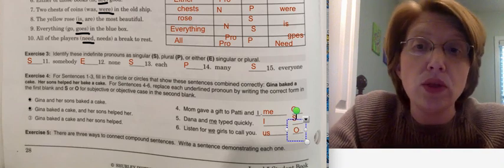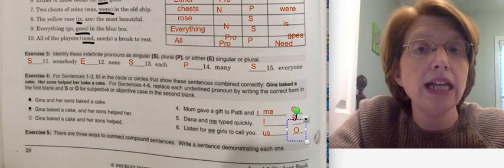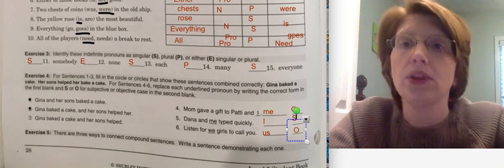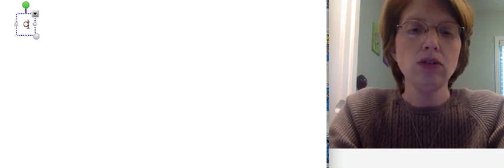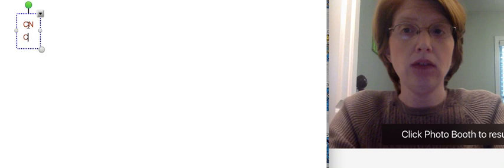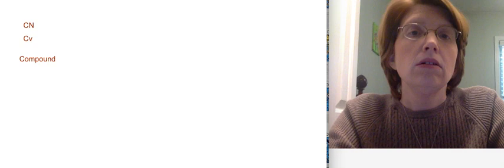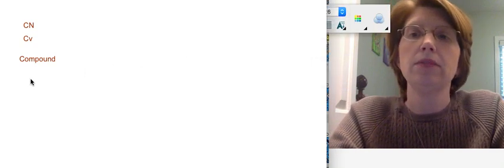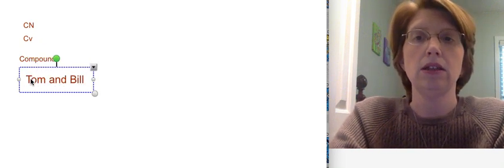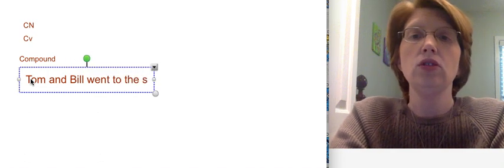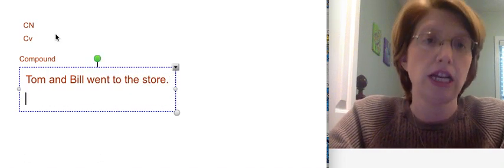So, there are 3 ways to connect compound sentences. Write a sentence demonstrating each one. Okay, watch me. So, 3 ways to combine sentences. We can have a compound noun. You can have a compound verb. Or you can have a compound sentence. Let me make this a little bit bigger and give you some examples. Tom and Bill went to the store. I combined the subjects.